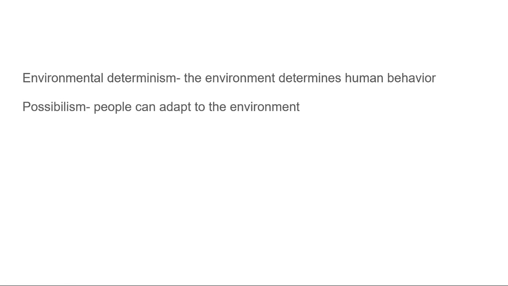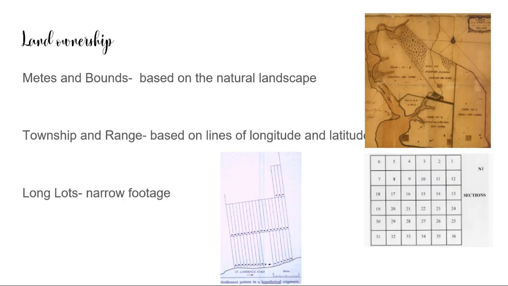You should also know these two terms, as we're moving on from culture. Environmental determinism is the idea that the environment determines human behavior, and possibilism means people can adapt to the environment. And you should also know the different types of land ownership. There's township and range, which is based on lines of latitude and longitude, and is split up into squares. There's metes and bounds, which is based on the natural landscape. And then there's long lots, which is narrow footage, usually against a river.